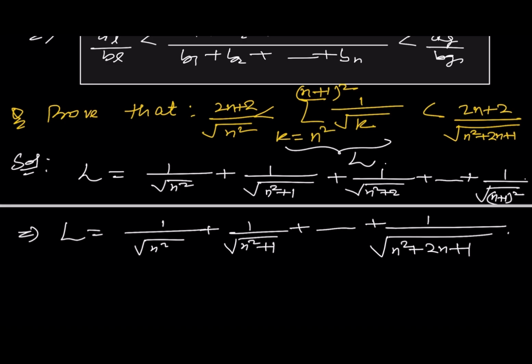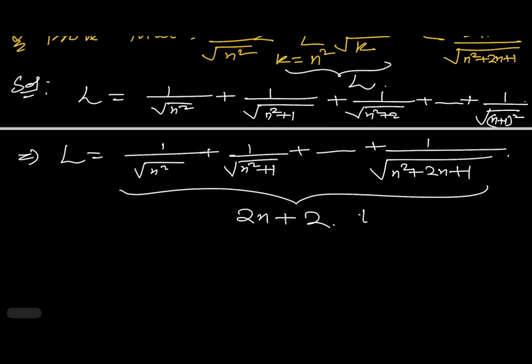So students, what we are doing in this L, in terms of L, we are increasing by 1 under the radical, right? We are starting from n square plus 0 to n square plus 2n plus 1, right? So the number of terms in L will be 2n plus 2, because we are moving from n square plus 0 to n square plus 2n plus 1. So there are 2n plus 2 terms.